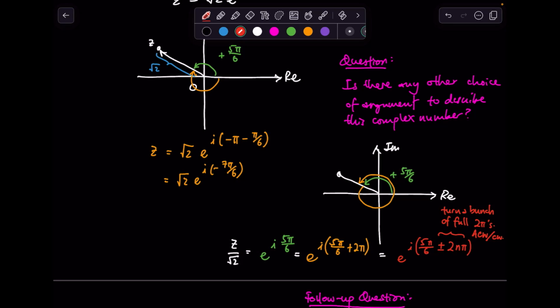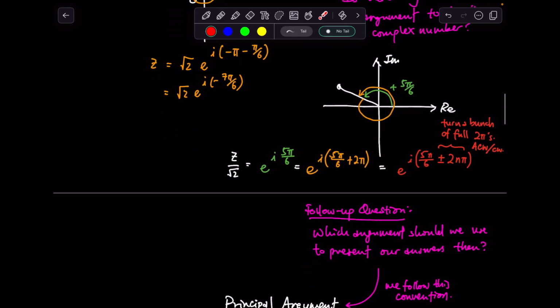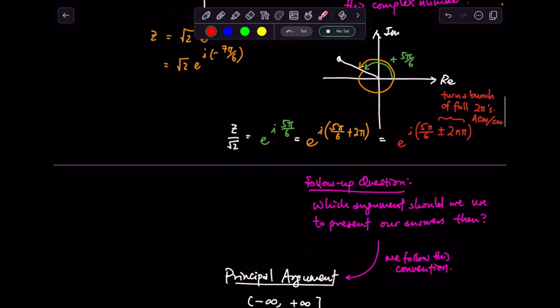But because we have so many different choices, and in fact there are infinitely many choices, how do we decide what we should write? Because we probably don't want to write maybe 5 pi over 6 plus 2 million pi's, you can turn a bunch of times. But why would we do that? So what's an accepted way to describe our complex numbers? So what argument should we use to present our answers?